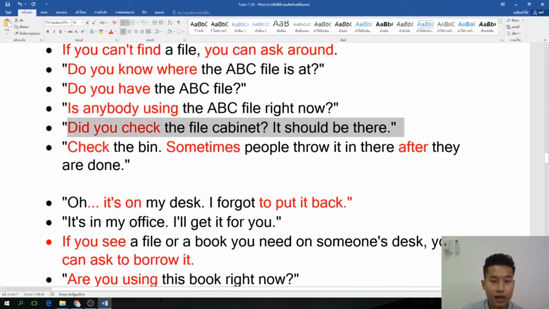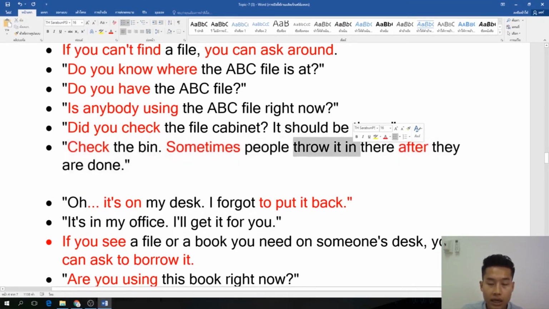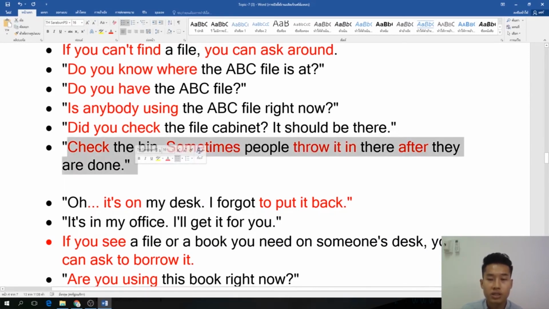Did you check the file cabinet? It should be there. Did you go and check the file cabinet? It might be there. Check the bin. What does bin mean? Bin means trash, right? Rubbish bin. Sometimes people threw it in. Some people might have thrown it away after they are done.